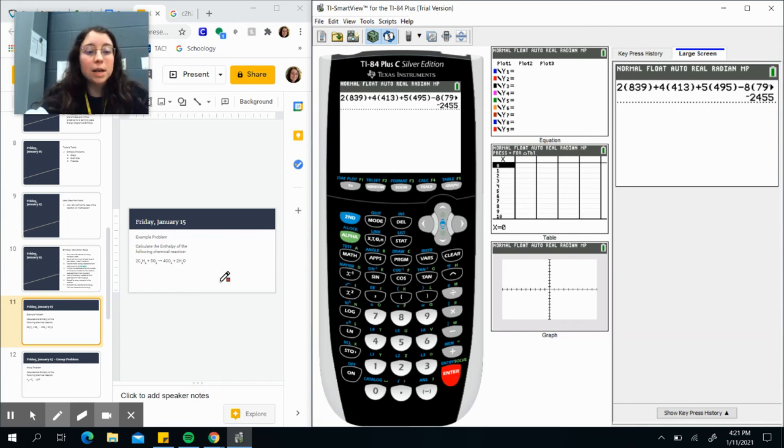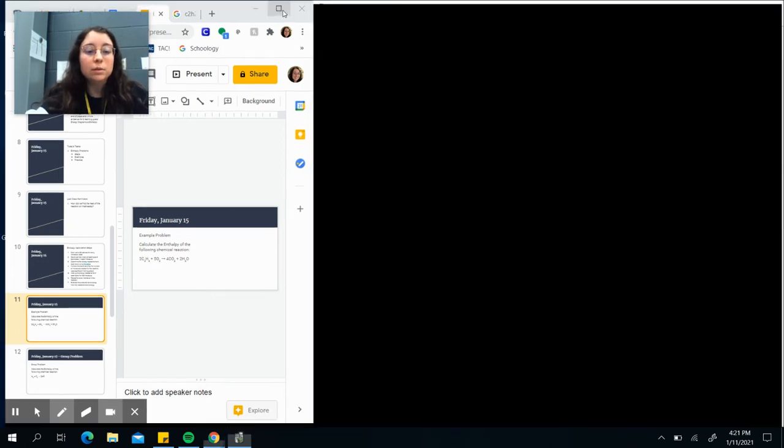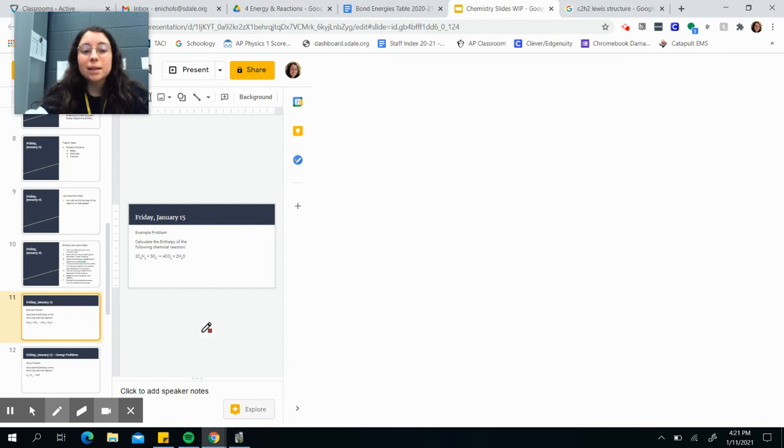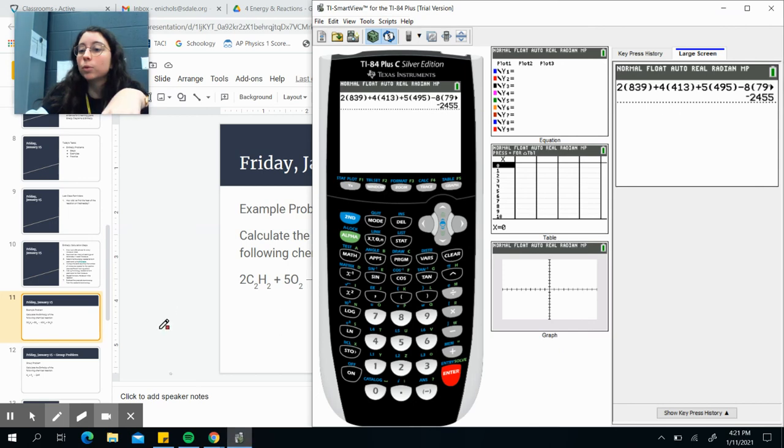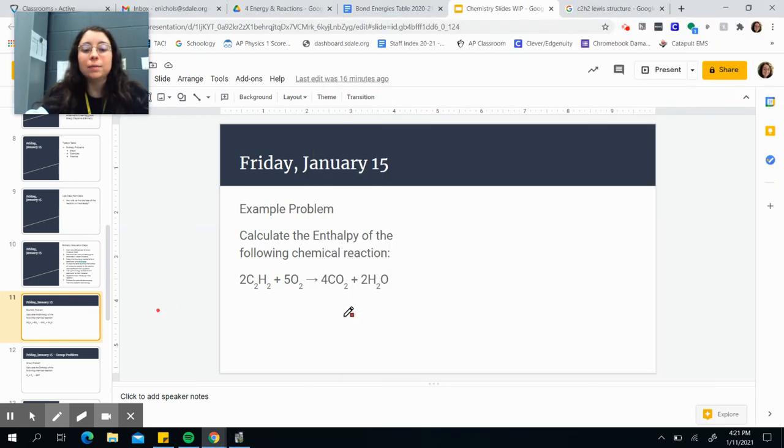If we take a look at our equation, you'll notice that, hey, it's a fuel, then an oxygen, then carbon dioxide, water. This is a combustion problem, so yeah, we should have it be a big number. So it was 2455, so let's go ahead and write that down. Negative 2455 kilojoules. Ding, ding. And that's how you do it.